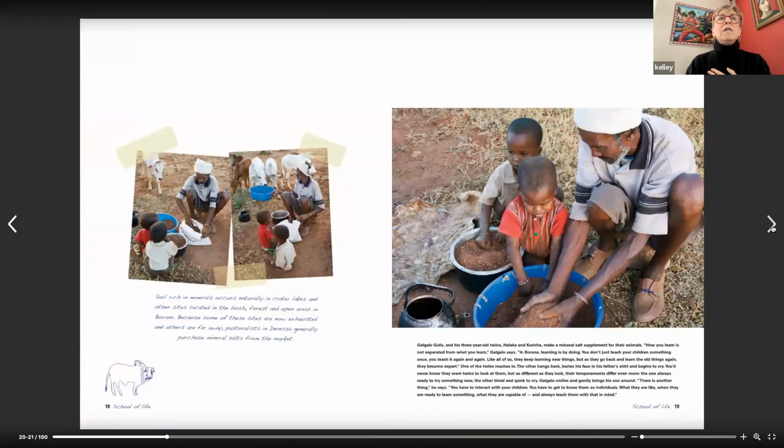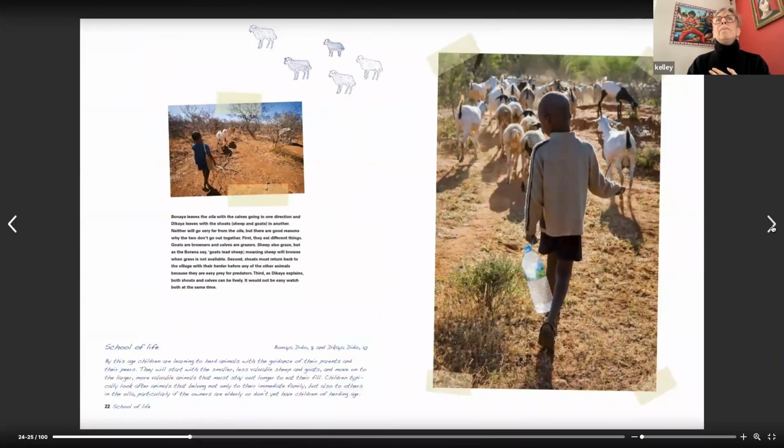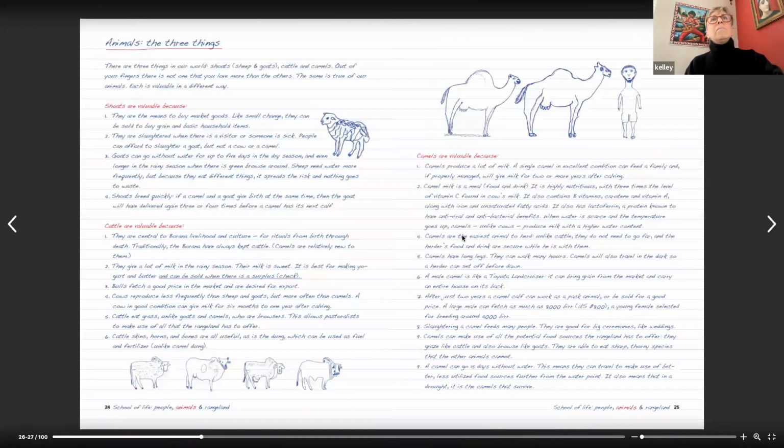that is really about trying to explain what you're learning. And so these were the pages, and a lot of these are aimed at government officials and other organizations. But it's like, talking about the fact that your male camel is like a Toyota Land Cruiser. These are their words. It can bring grain from the market and carry an entire house on its back.